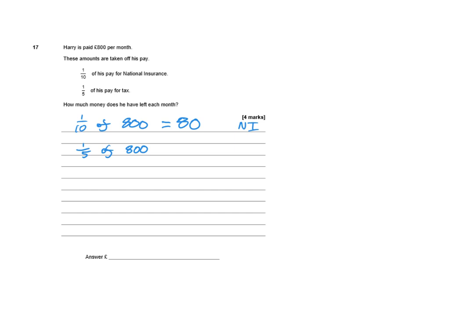A fifth then of 800, so 800 divided by 5 would be 160. And so therefore the amounts that his reductions, as we call them, would be £240, but that isn't what we were asked for. It's how much does he have left to spend each month. So it would be 800 take away 240, so therefore that would be £560 left each month.